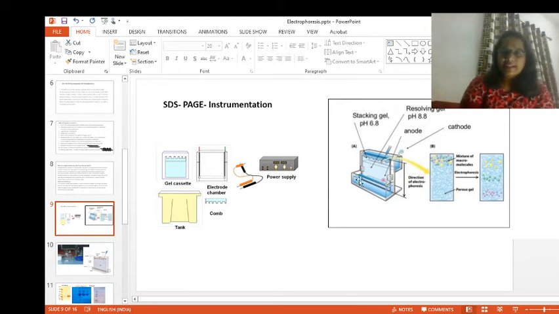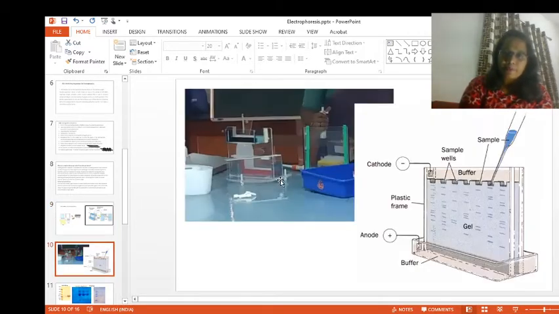This is exactly how it looks while running the gel. This is our tank, and it has an upper chamber like this and a lower chamber like this, and both chambers have electrodes. I will show it here. This one is in the backward position. This black colored one is one electrode, and this red colored one is the other electrode.